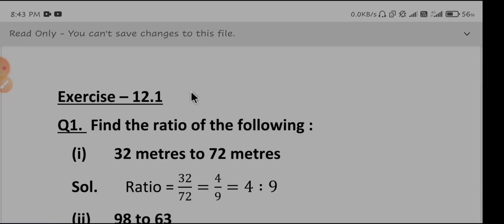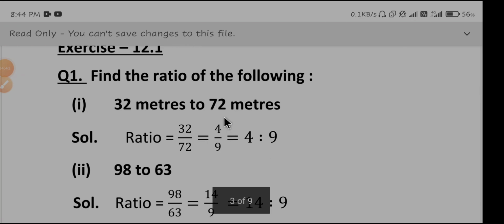Now, using all this concept of ratio and proportion, we are going to start our exercise 12.1. First question is, find the ratio of the following. Ratio means division only. There are two ways to find the ratio: comparison by difference and comparison by division. So here we will find the ratio by comparison by division.